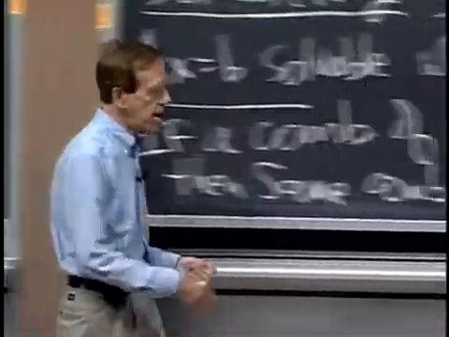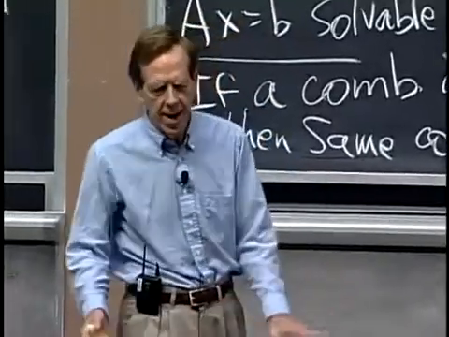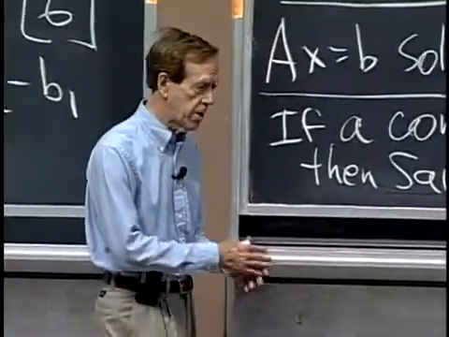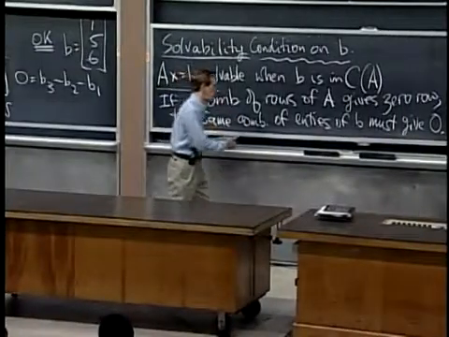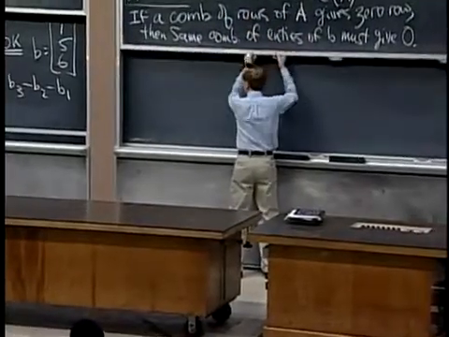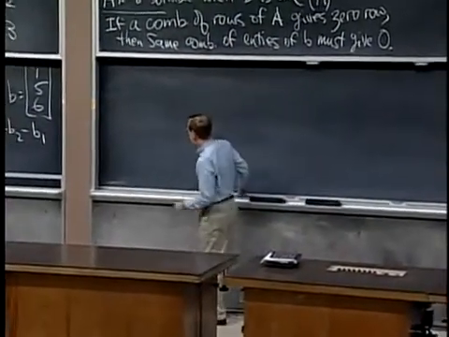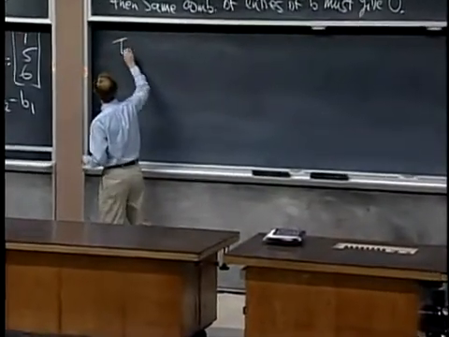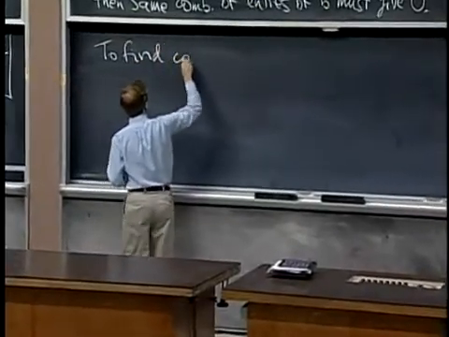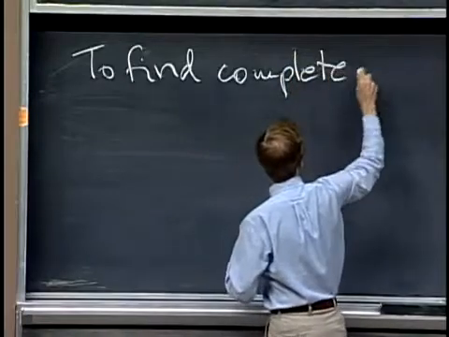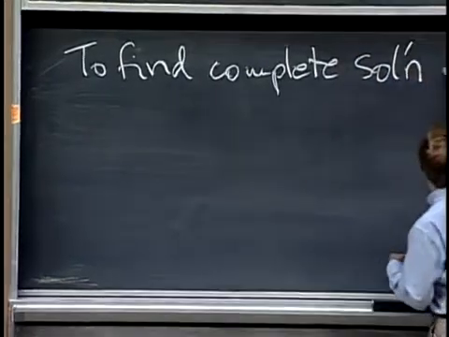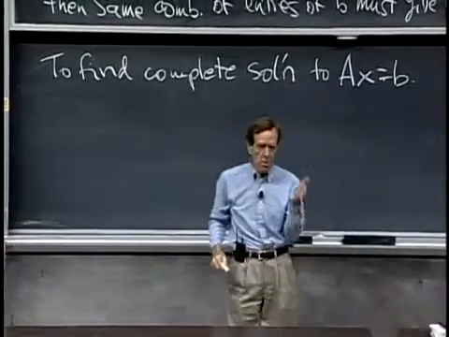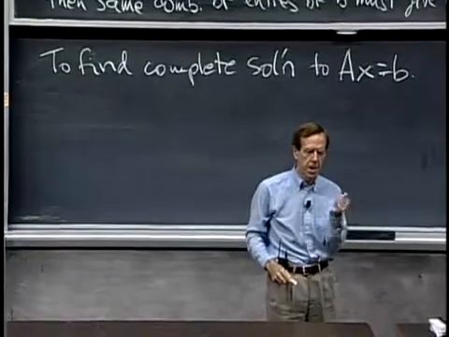Of course, on the quiz and the final, I'm going to give you a system Ax = b, and I'm going to ask you for the solution, if there is one. And so it's this algorithm that you want to follow. Okay? So now, to find the complete solution to Ax = b, let me start by finding one solution. One particular solution.